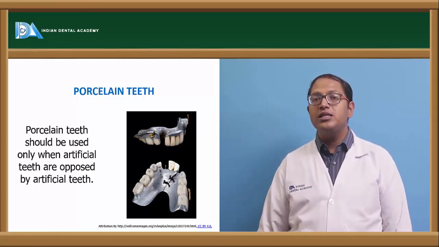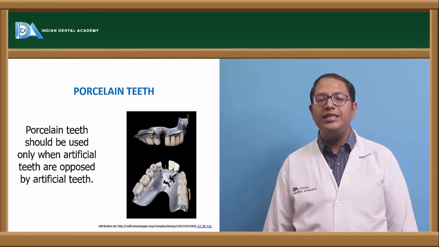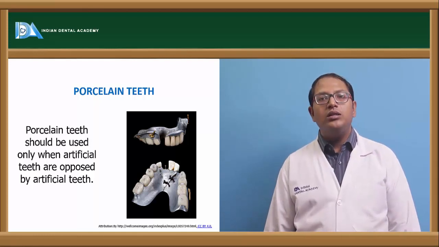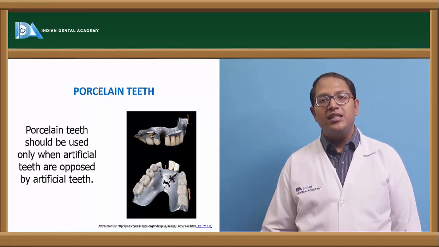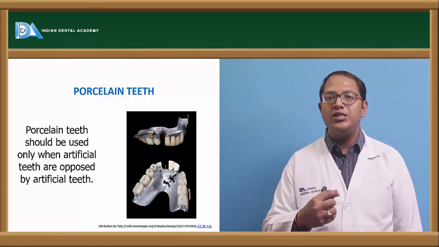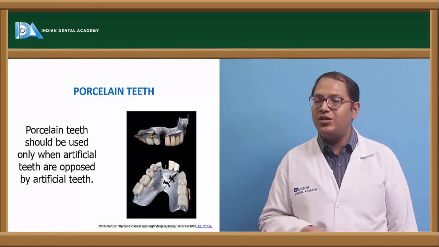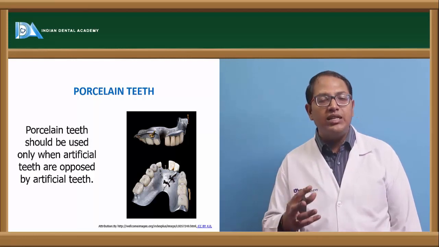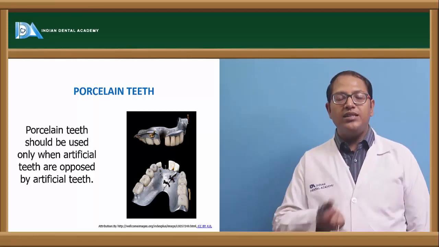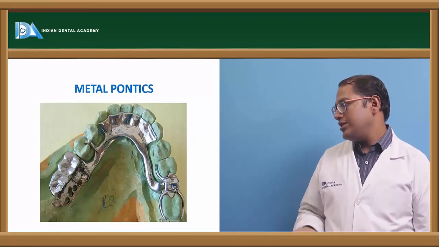It is used because the chewing efficiency of porcelain teeth is the best. The patient does not feel like he has something artificial, because with resin teeth the chewing efficiency is not that great. Mastication is not that comfortable, and grinding is not that comfortable. With porcelain teeth, grinding is comfortable, but what if there are natural teeth opposing? It is going to abrade them totally. So in those cases, we are not supposed to use porcelain teeth.